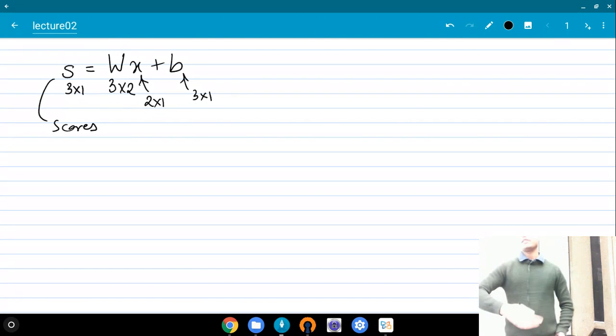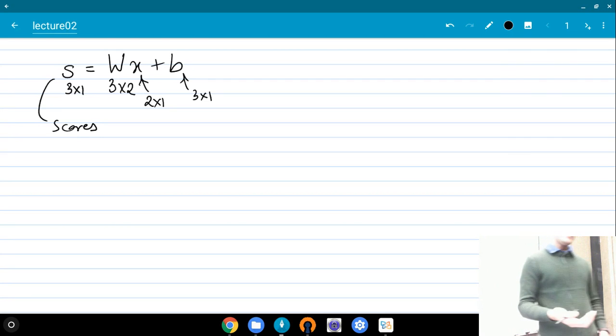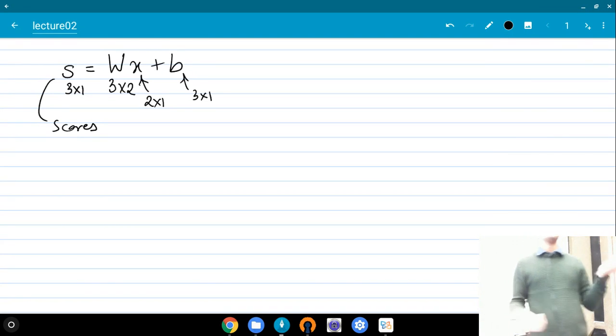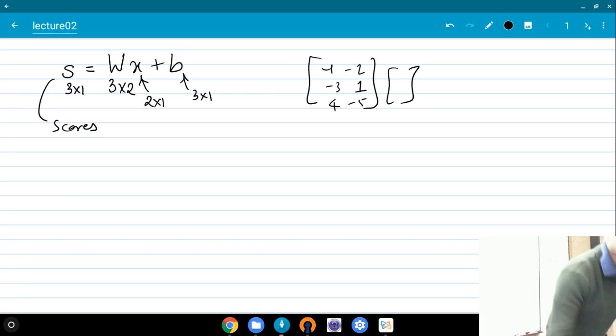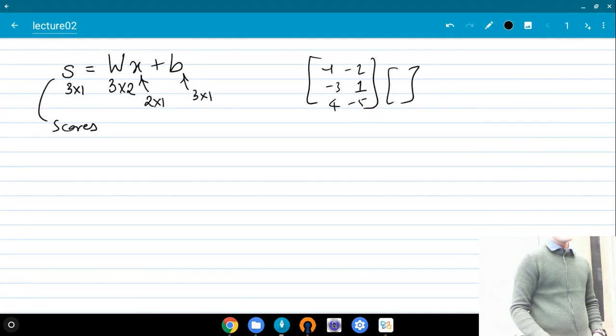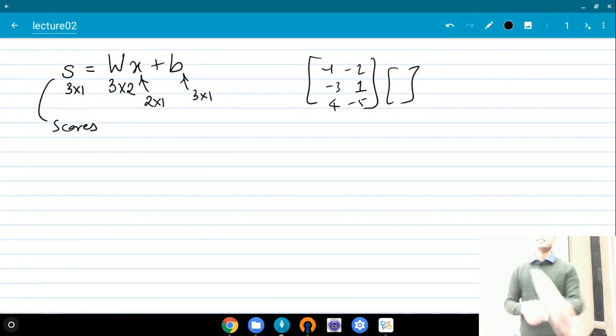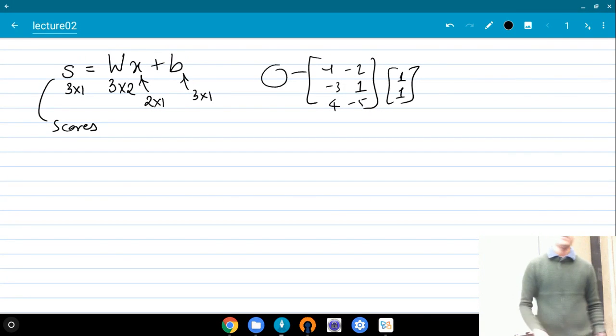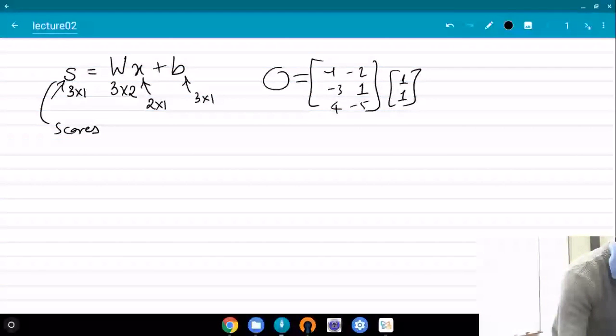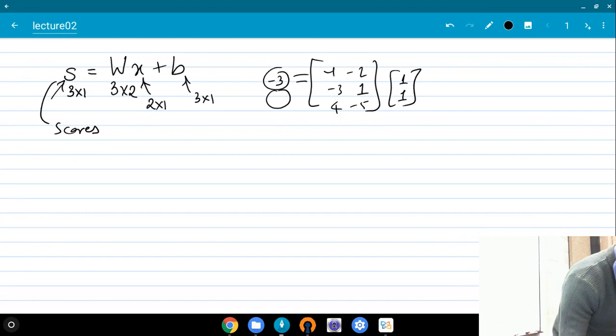These scores can be anything, right? If I choose a W which has entries which are both positive and negative, then the score itself can be, for example, positive or negative. For example, let's say I pick a W matrix: -1, -2, -3, 1, 4, and -5, and maybe some X is there. Let's say the X's are positive, then you can see that the first entry is definitely going to be a negative number. So let's say X is 1, 1, then the first entry of the score vector is going to be -3. Do you agree? The second entry is going to be -2, and the last entry is going to be -1, right?